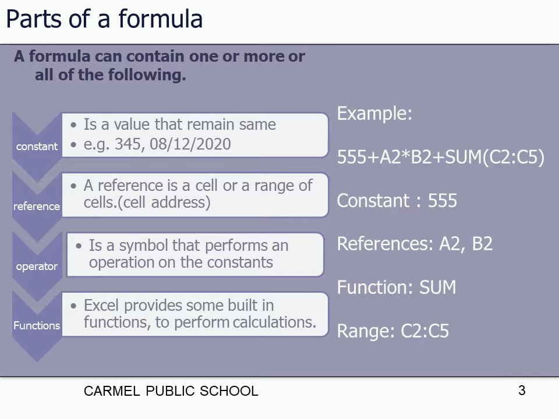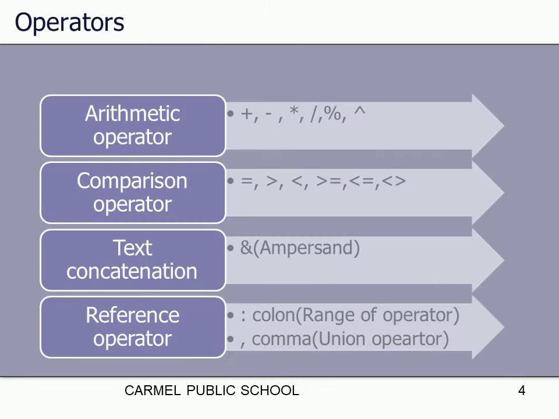Look at the example given here. The first line of the example is an expression. It consists of 555 as a constant, A2, B2, C2, C5 are the references and sum is a function, and C2 colon C5 is the range. Next we'll move on to the operators.